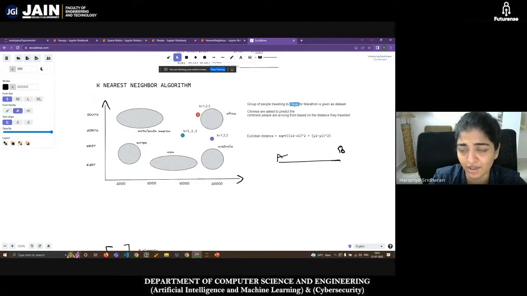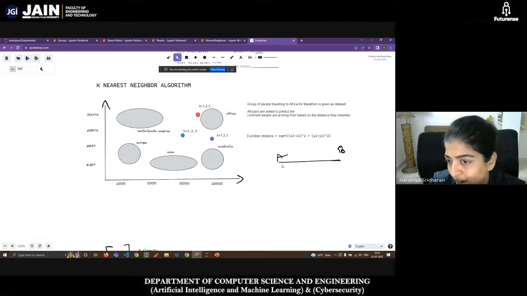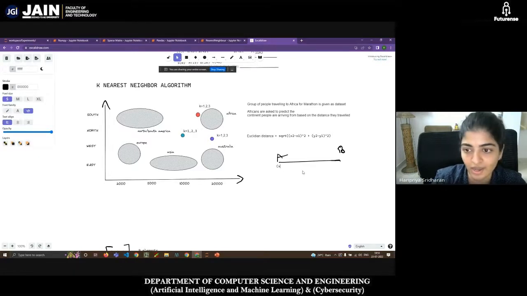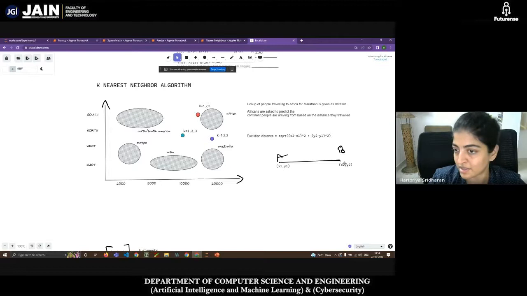Okay, let me just say it's Africa, because I've given the example as Africa. So for any given two points, how do you determine the distance? You use the formula for Euclidean distance. Let's say this is the point x1 comma y1, and this point is x2 comma y2. To determine the distance between the two points, you square the differences between x1, x2 and y1, y2, add them, and then take the square root of that. This is a very popular Euclidean distance formula.